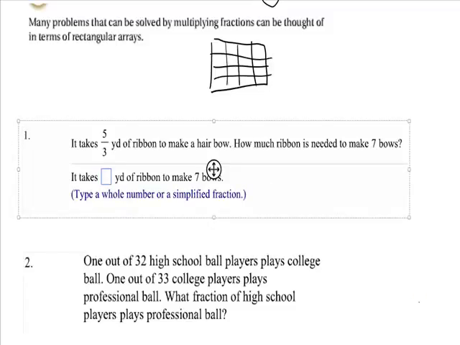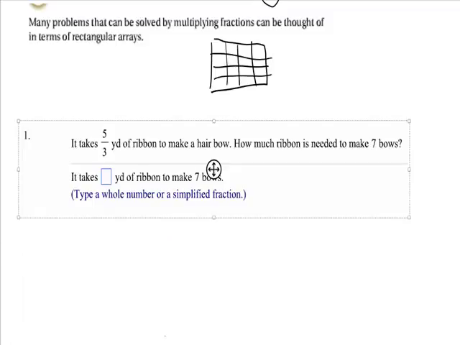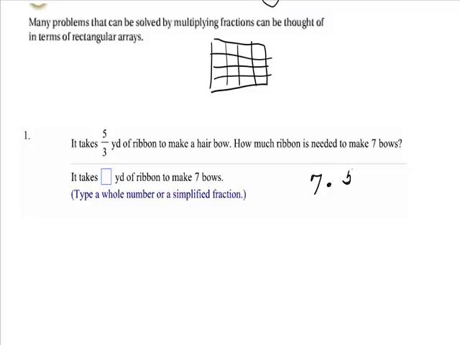I paused for a minute because I was afraid that part of the question was not being videoed. All right, let's take a look. It says, it takes 5/3 of a yard of ribbon to make a hair bow. How much ribbon is needed to make 7 bows? So one of them takes 5/3, the next one takes 5/3, and we need to make 7 of them. So we need 7 of those 5/3. So I'm going to multiply.